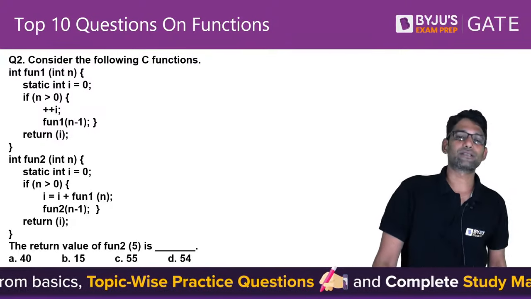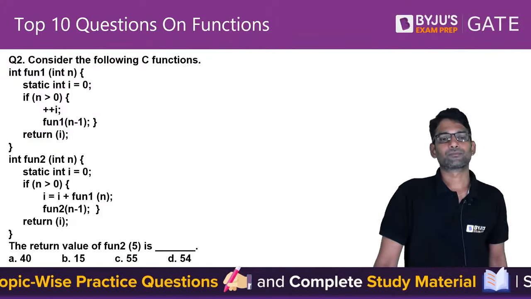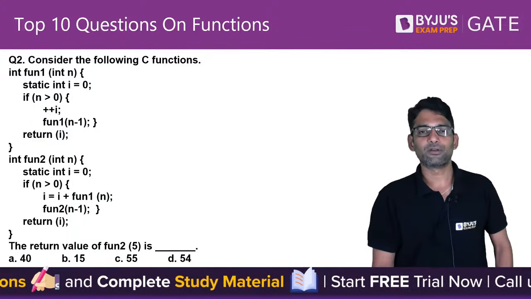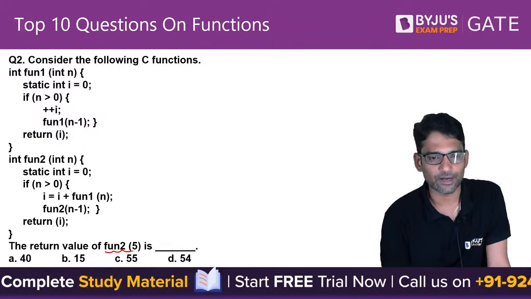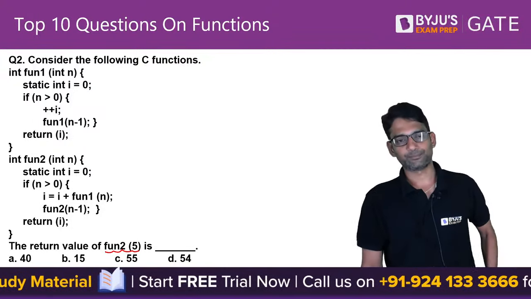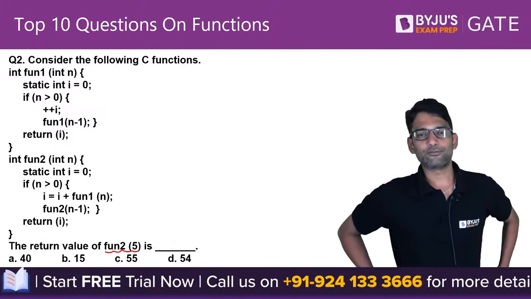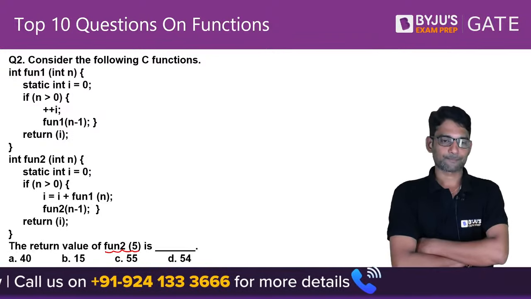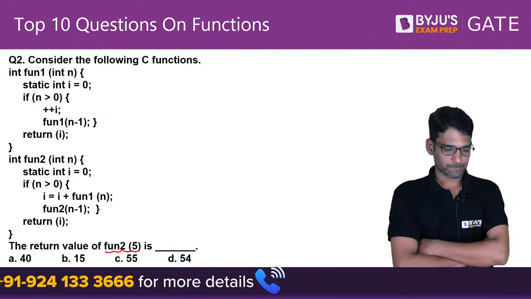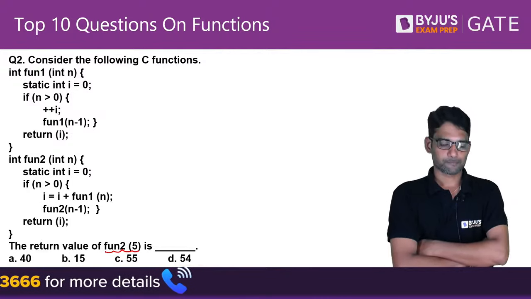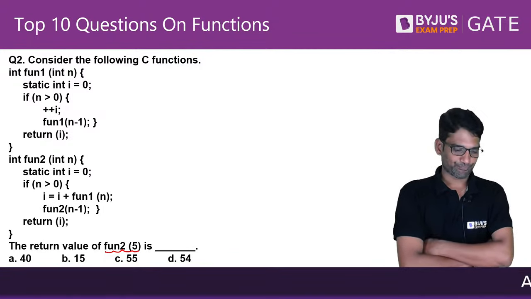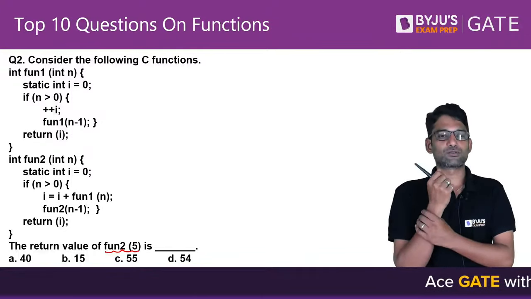Consider the following C functions. Fun1, Fun2 are given. The return value of Fun2 of 5 is dash. Okay, let me also solve.